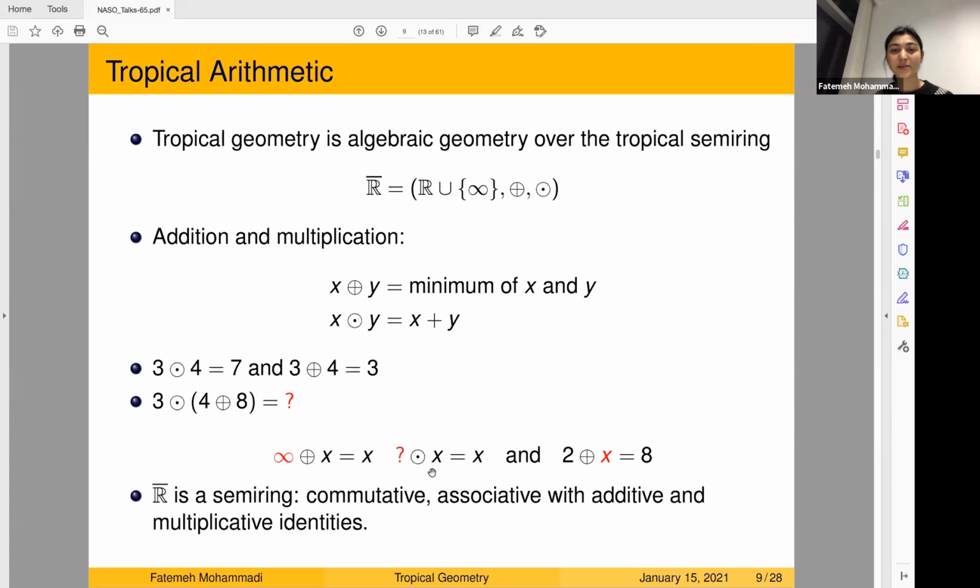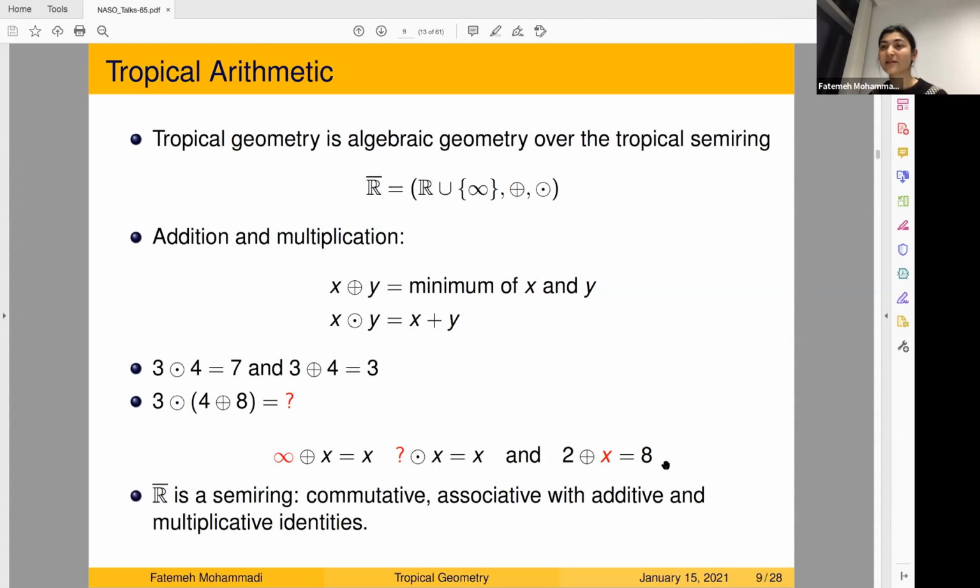Okay, so that means the sum should be x, right? So that means the tropical multiplication identity is just 0. Okay, perfect. Thank you. And then the third arithmetic question is that we have 2 and 8, and then I want to find a number here such that 2 plus x, the tropical sum, is just 8.